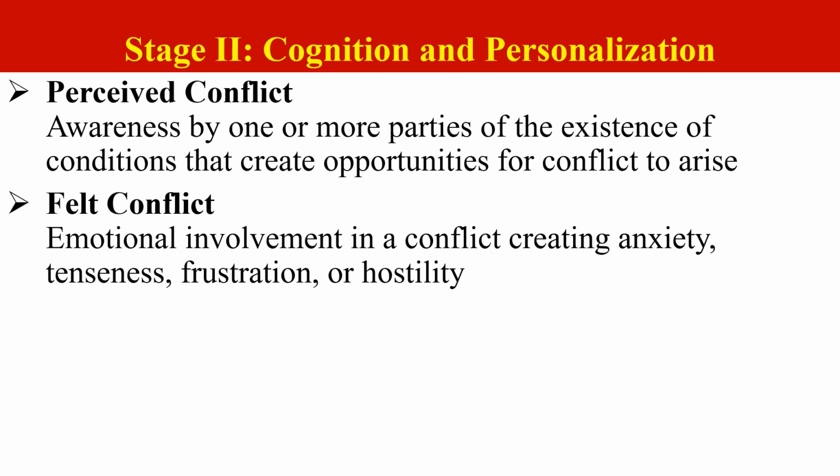Stage 2 is the cognition and personalization stage, where individuals, by making use of their five senses, form their opinions. And there are two types of conflicts that arise. One is the perceived conflict, which is the awareness by one or more parties of the existence of conditions that create opportunities for conflict to arise. So it is the perception through which individuals and groups form their opinions.